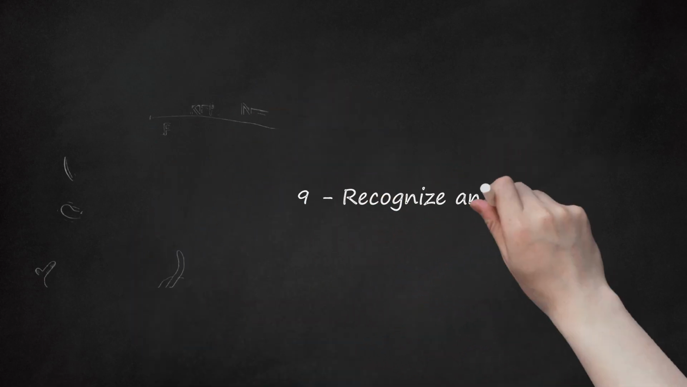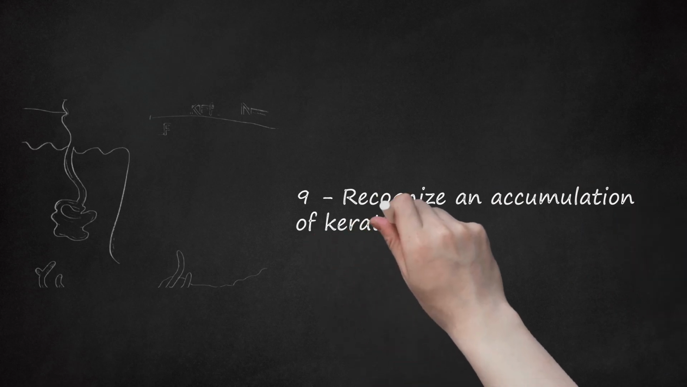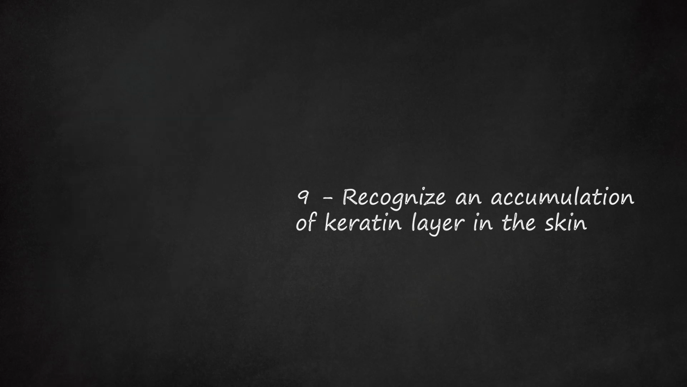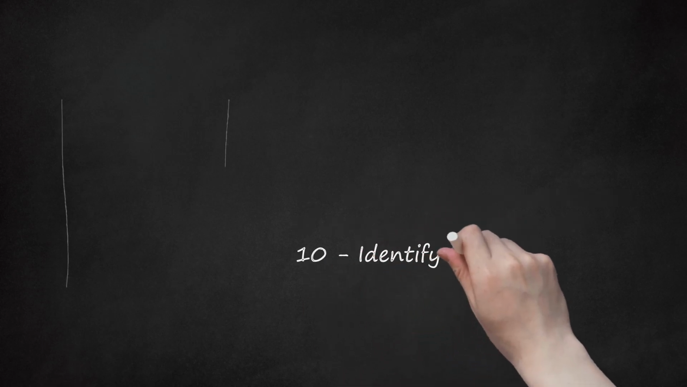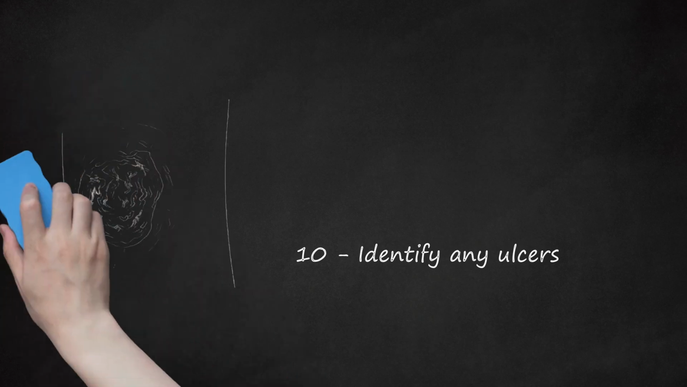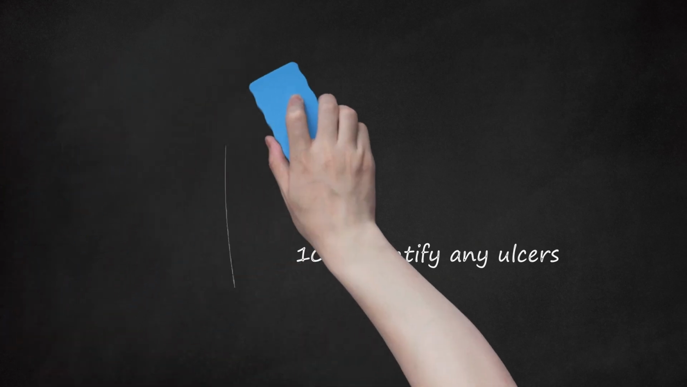9. Recognize an accumulation of keratin layer in the skin. This is a scale. It usually indicates an inflammation and thickening of the epidermis. 10. Identify any ulcers. A skin ulcer is defined as a depression of the skin lesion below the normal skin surface due to loss of skin tissue, which can result from impairment of the vascular supply to the affected area, including lack of nutrient supply.